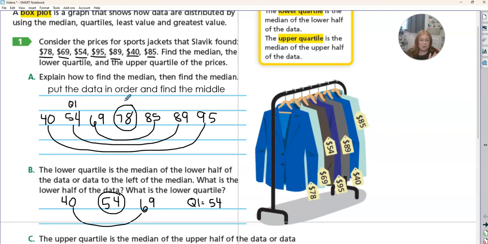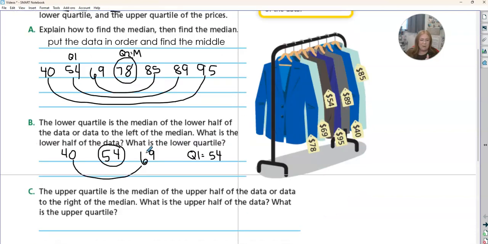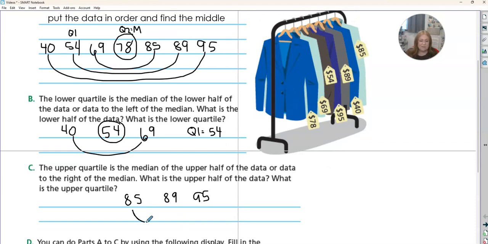So here's Q1. The median is Q2. So here's Q2, or the median. Now we're going to find Q3. We're going to break the upper quartile into its groups. So the numbers are 85, 89, and 95. We're going to find the middle. So the middle is 89. So Q3 is 89. So here's Q3, and then Q4 is at the end. So you can see 1 section, 2 sections, 3, 4 sections.